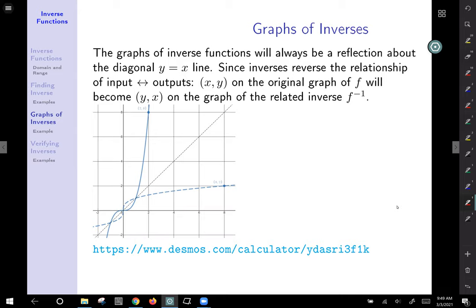So for example, take our point (4, 2). If you flip that around, over here is going to be the reflection of that point. It's going to be (2, 4). Sure enough, the x and the y are going to reverse their relationships. So that's what that says. And as an example here, we have the graph of y equals x to the third and y equals the cube root of x, which are inverses of each other.